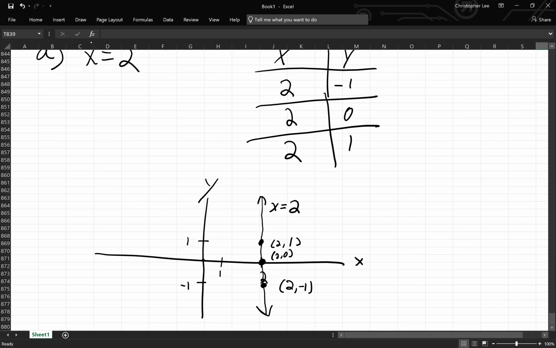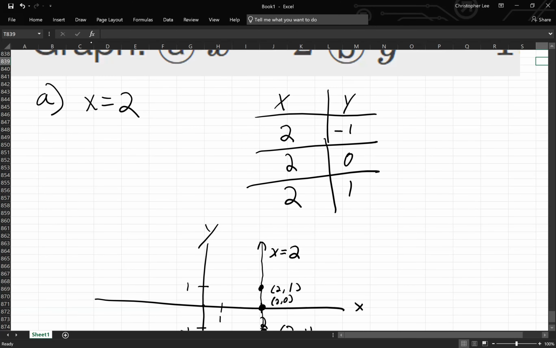Questions on this? I'm literally just copying whatever they tell me. Go ahead. The labels, yeah. Good.